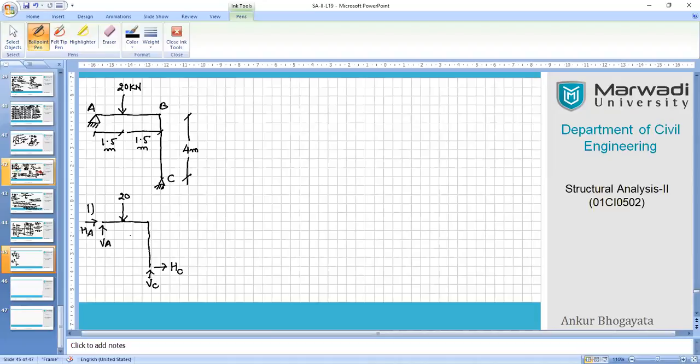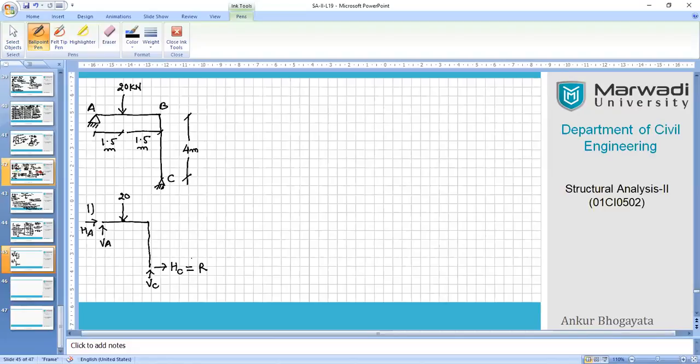Since it will be customary to think about the redundant in terms of HC, what we can do is consider the horizontal reaction as a redundant, right? So we'll be converting this hinge support to a simple support, and in that way we can use this horizontal force or reaction as the redundant. Largely we'll call it, let's say, R.